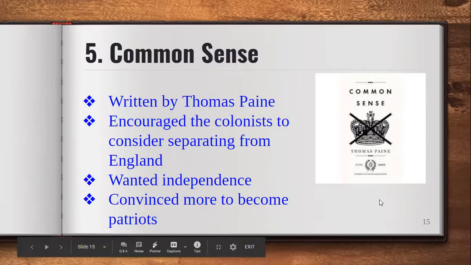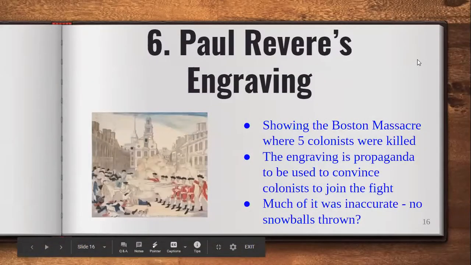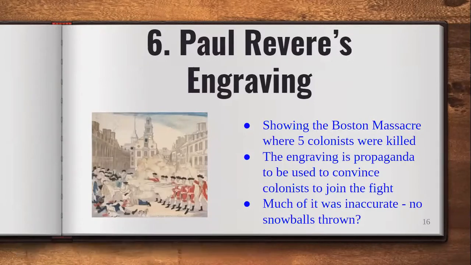Okay, next part. Number 6, Paul Revere's engraving. We spent multiple days studying this. It is an engraving showing the Boston Massacre where 5 colonists were killed. Remember, 5 colonists were killed, not 500. It was entitled The Bloody Massacre, okay, that occurred on King Street in Boston.